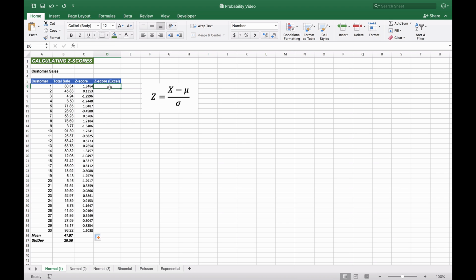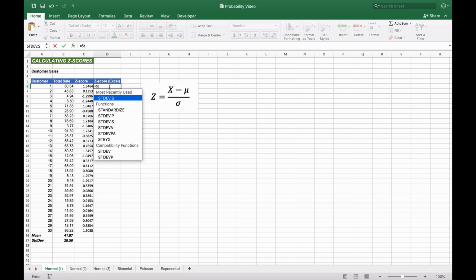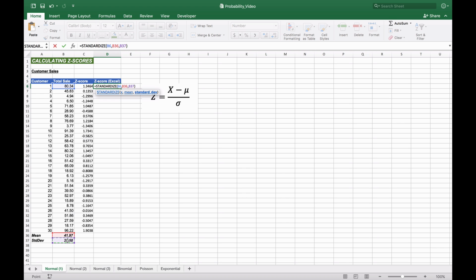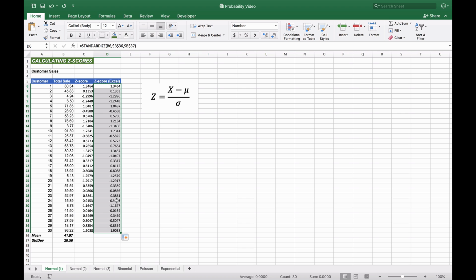Now, to calculate our z-score using Excel, we're going to use the STANDARDIZE function here. We take our x value, which is the total sale. We will put in our mean, and we will put in our standard deviation. And we get the same exact answer. What we'll do is anchor this again, and then we'll take that and copy it all the way down to get all of our z-scores for the entire data set.